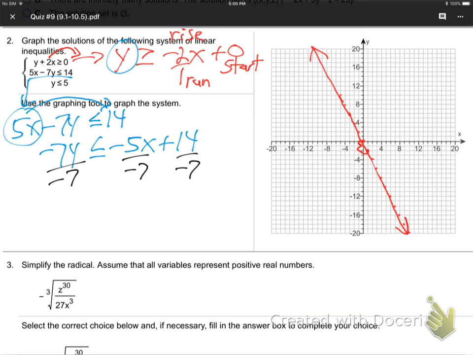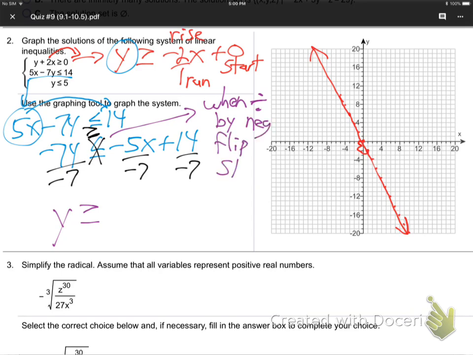But do you remember what we have to do? When we divide by a negative, remember, we've got to flip that symbol the other way. So we get y greater than or equal to. Let me write a note: when you divide by a negative, flip the symbol. Two negatives make a positive. Positive over negative makes negative. So now we're ready to graph.